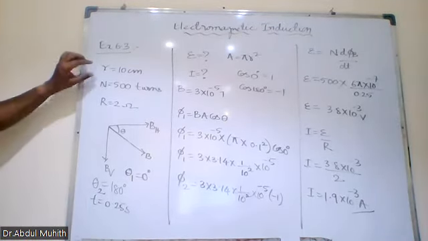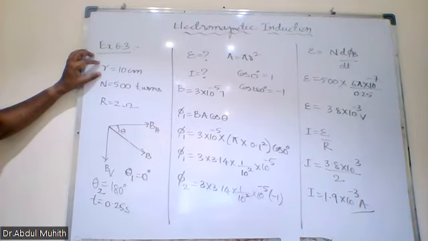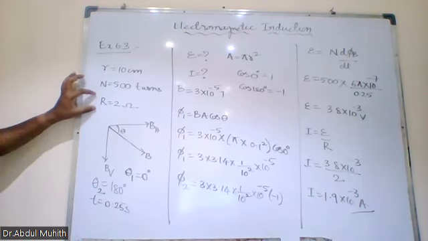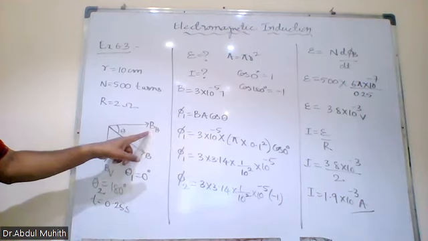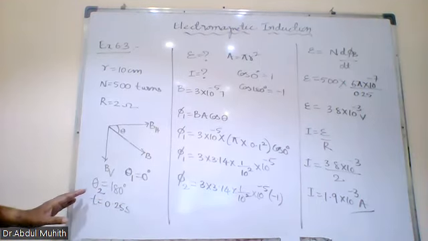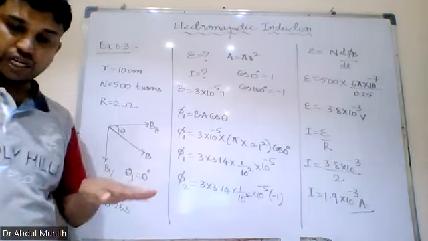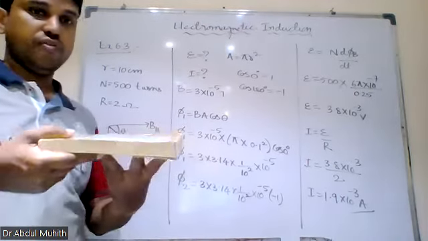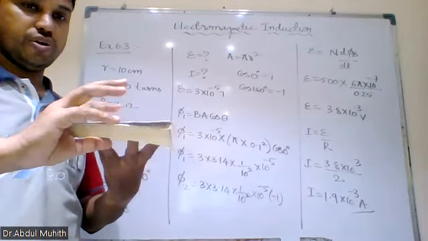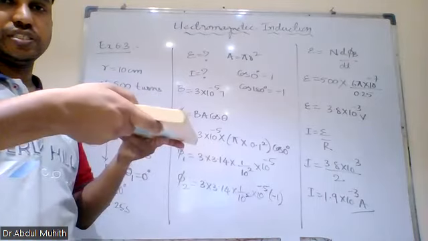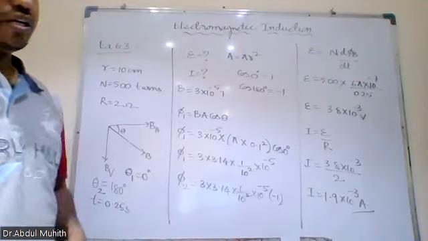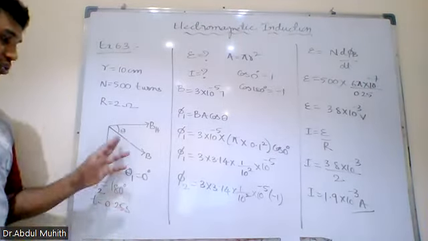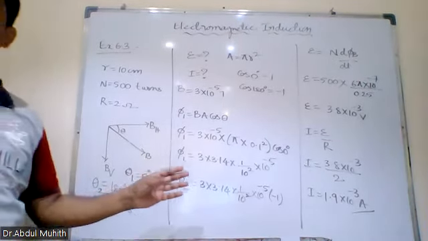See, once again from the beginning: there is a circular coil whose radius is 10 centimeter and it has 500 turns, whose resistance is 2 ohms, placed in the horizontal component of Earth's magnetic field. First it was at 0 degrees, the coil was like this. Now they turned it like this, one turn, in 0.25 seconds, from 0 degree to 180 degree. Then he is asking how much is the current induced.